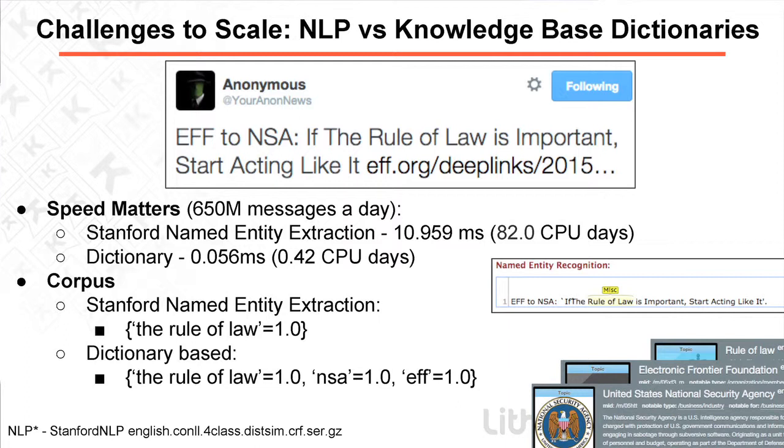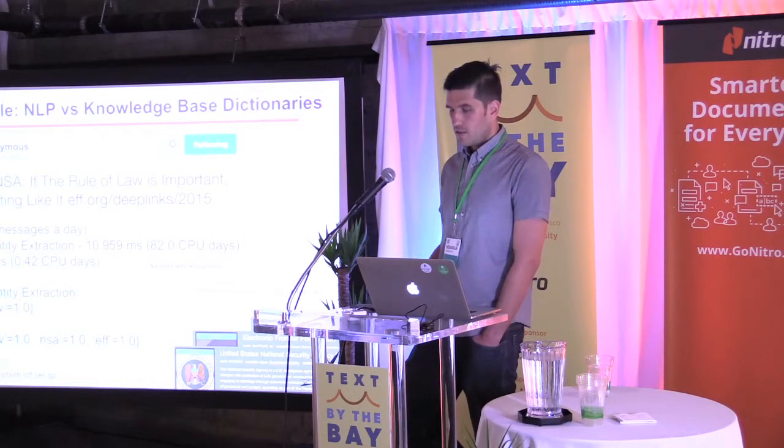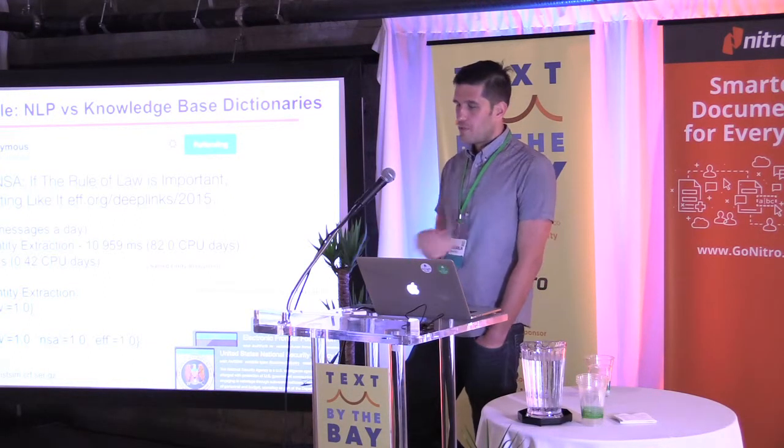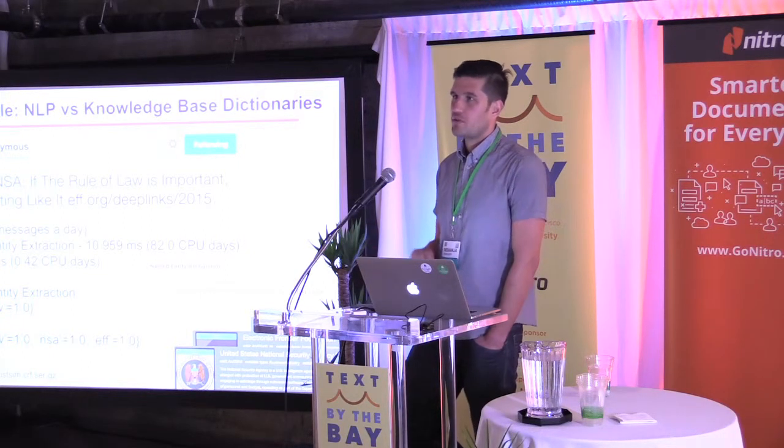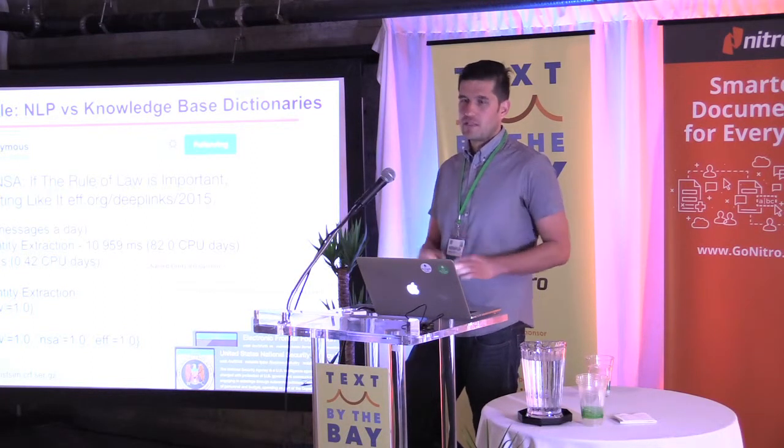And then in terms of scaling, a lot of times you do want to use sophisticated NLP techniques and do language understanding. But in our case, if you were to use, let's say, Stanford NLP named entity extraction, and just process 650 million pieces of content, it would take about 82 CPU days. So for the NLP approach that we use, operating on raw text, we actually went with a dictionary-based approach, where you spend a lot of time designing your dictionaries, which are mapping phrases to entities.